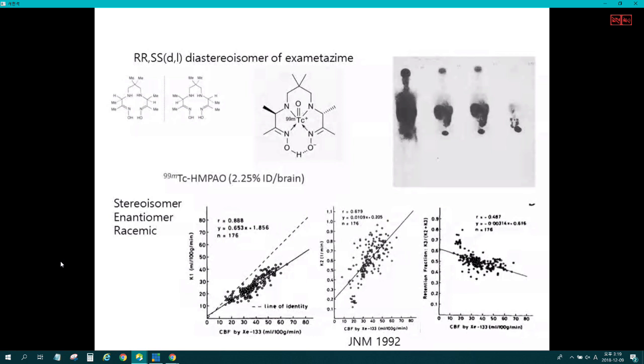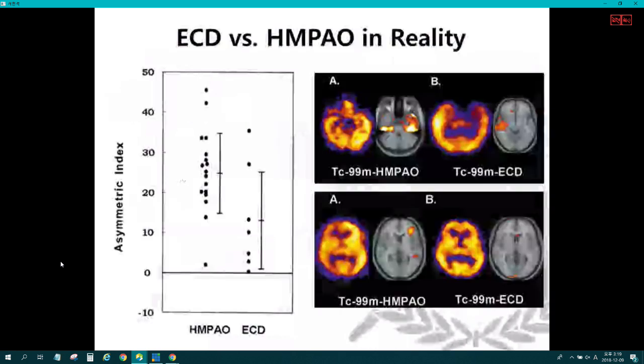I also found this one. HMPAO SPECT was like this. ECD SPECT was like this. Because of the background effect, the technologists needed to smooth more. I'm not quite sure why. Our technologists were so desperate to make things better.